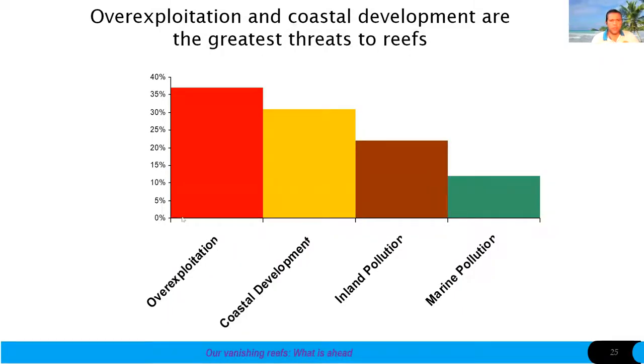Right. So overexploitation is one of the major issues, as you can see here, followed by coastal development and inland pollution and marine pollution, right? So though coral reefs are in the marine environment, the majority of the impact actually comes from this overexploitation of resources, or some inland issues, as well as the coastal constructions, right?